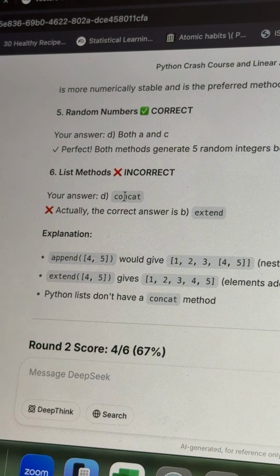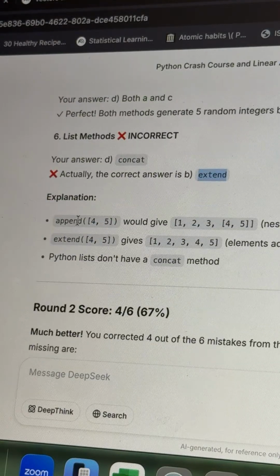But let's see. Your answer was not concat. How's it not? It was extend. That was also my last guess. I would not have gotten that. But let's see, extend method. So append would give 2 brackets, one nested inside, and then extend gives elements added individually.